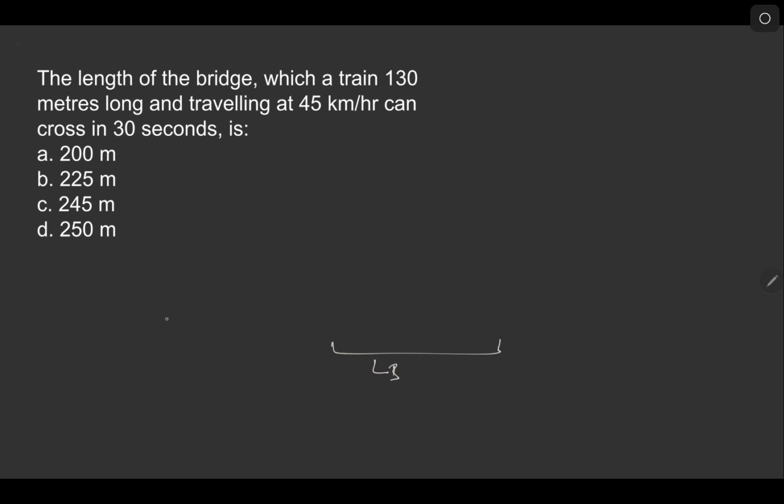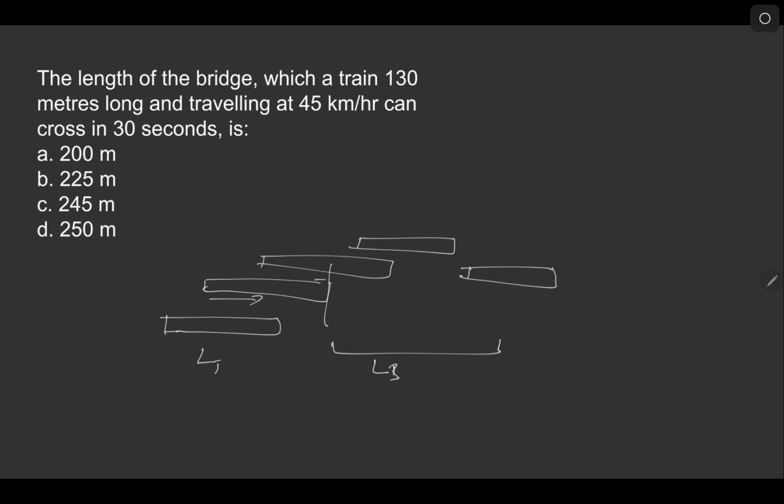When does the crossover start? If the train starts from here, which has its own length, which is length of the train, and moving in this direction, the crossover starts when these 2 points align, and it continues. At one point, the train will be completely in the bridge, then it will start exiting out of the bridge, and it ends here. So this has been the starting point, and this has been the ending point.